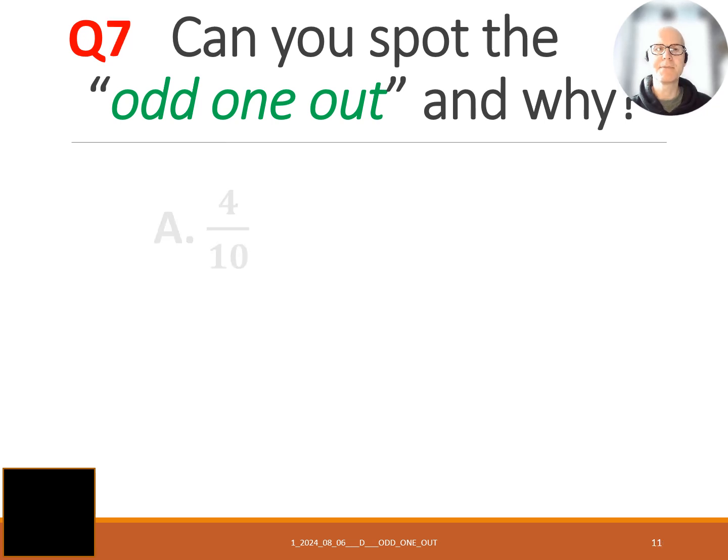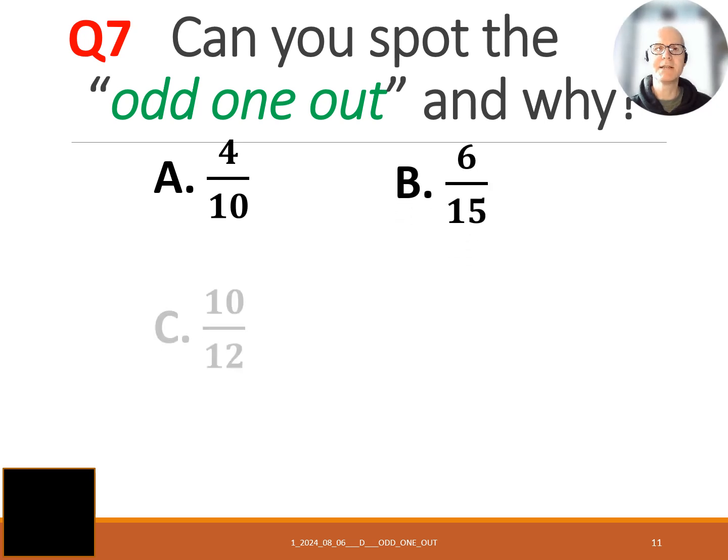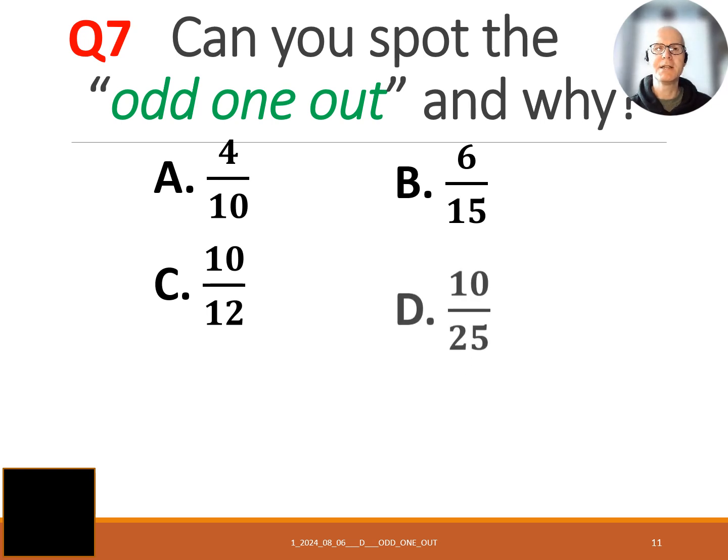Question 7. A. 4/10. B. 6/15. C. 12/30. D. 10 25ths. What's the odd one out from these fractions and why?